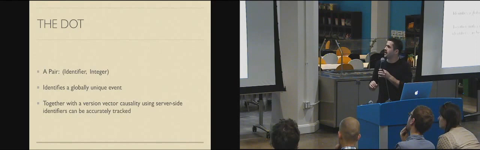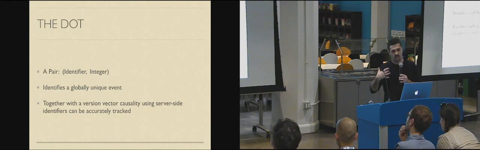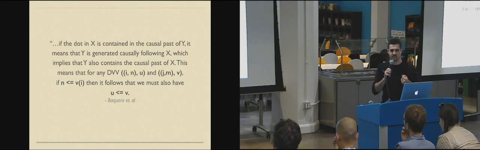And so together what we have is now the dot and the version vector as a pair, and that's our logical clock. And so with this, we can solve the problems of using the server-side version vectors. So we have something that is efficient in size and accurate. There's a lot in the paper that I'm not going to be able to go into in terms of the different operations they define.